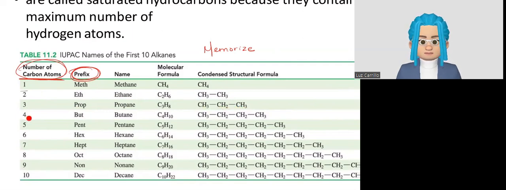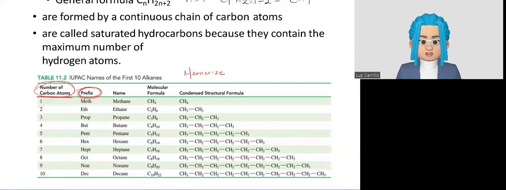If you have four carbon atoms in your alkane, the prefix is but. The name of the compound is butane. And this is the structural formula. From 5 through 10, all the prefixes are going to be Greek prefixes. As you can see, pentane for 5, hexane for 6, heptane for 7, octane for 8, nonane for 9, and decane for 10. You can see in the last column the different structures of those alkanes.